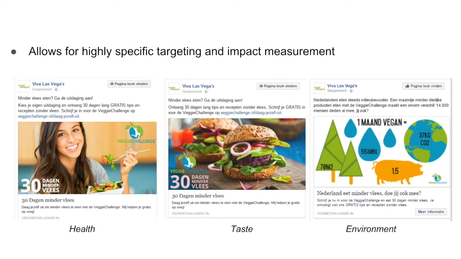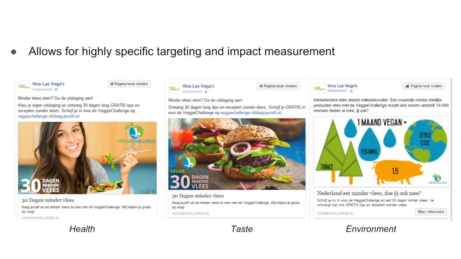And what we love about doing Facebook advertising is that it allows for very specific targeting. So you can be really selective in the type of people that you want to reach with your message. And of course, we don't want to reach vegans, because we want to reach them to become activists, but not particularly to sign up to the Veggie Challenge. We don't want to reach people who are not interested at all, because we will just be spending advertising money on them and they will not sign up anyway. So we're looking for people who might be interested in health, for instance, or in the environment, or who might be interested in animal welfare.